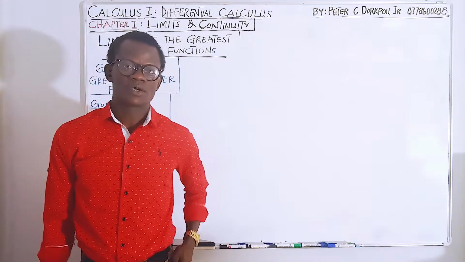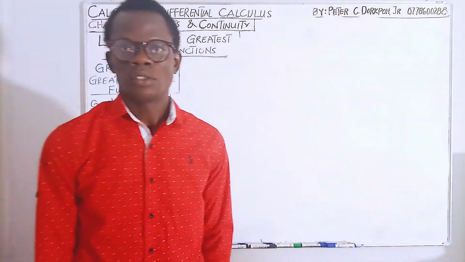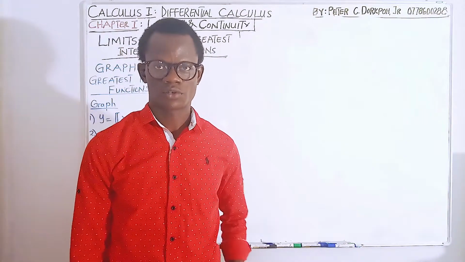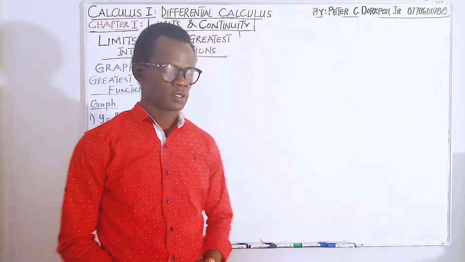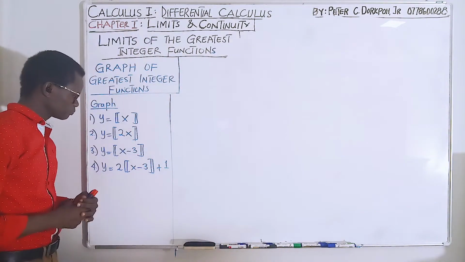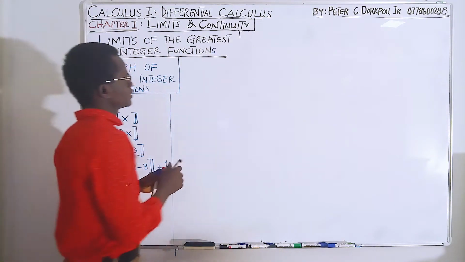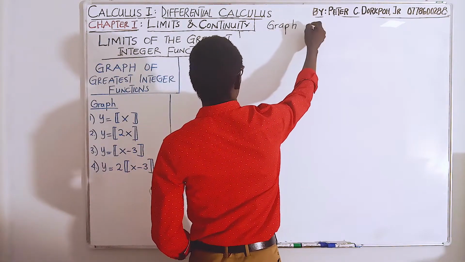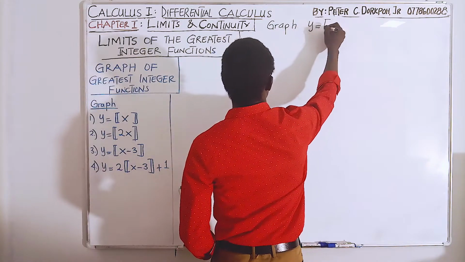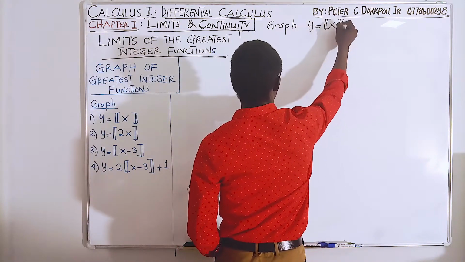Now let's look at the graph of greatest integer functions. How do we go about graphing greatest integer functions? We want to graph a few of them. The first one says we must graph y is equal to the greatest integer of x.